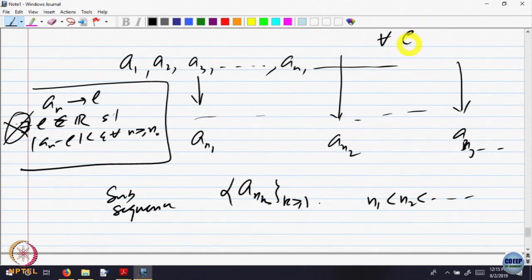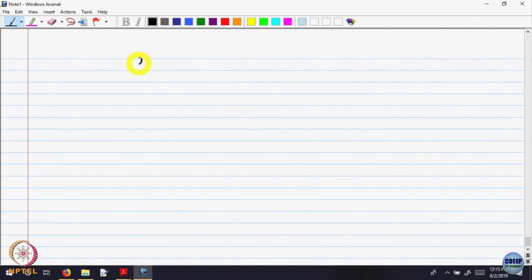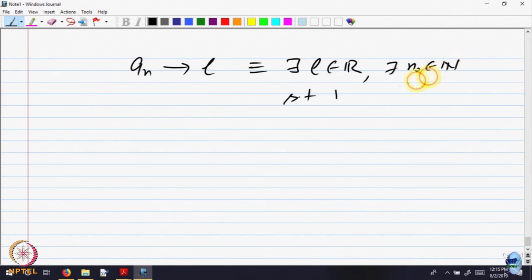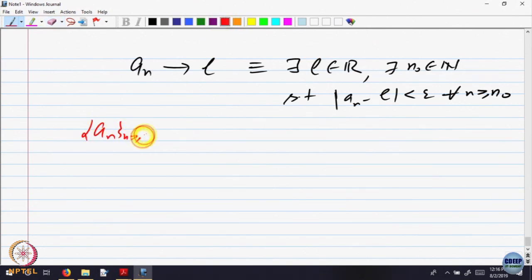L. You may have a problem later on using this slide because something is coming somewhere. So, let me not do that. Let me go over to here. So, An converges to L is equivalent to saying there exists L belonging to R such that for every epsilon there exists some N naught belonging to N such that mod of An minus L is less than epsilon for every n bigger than n naught. And I want to say that if this statement is not true, An is not convergent. So, what is that equivalent to? First of all, this statement should go bad.